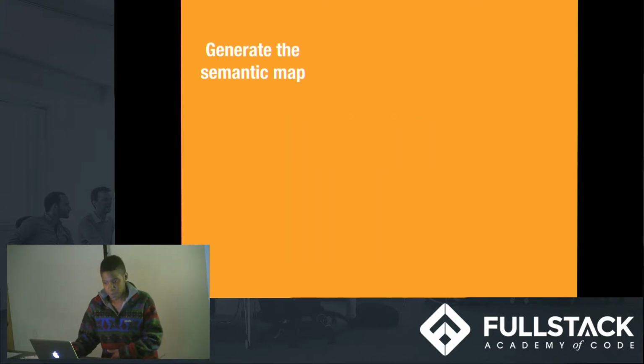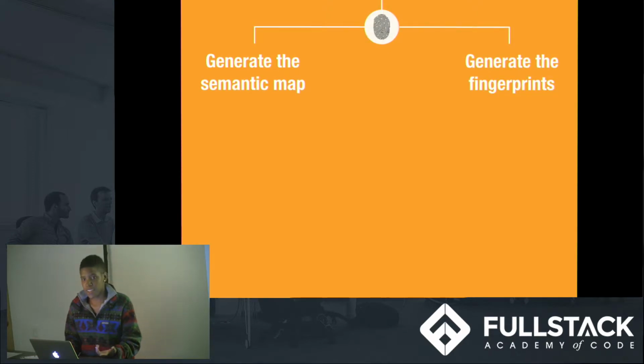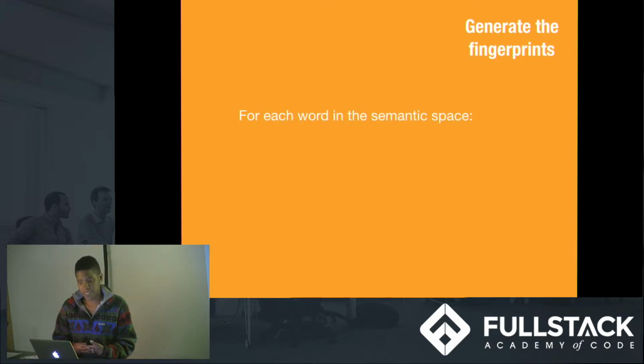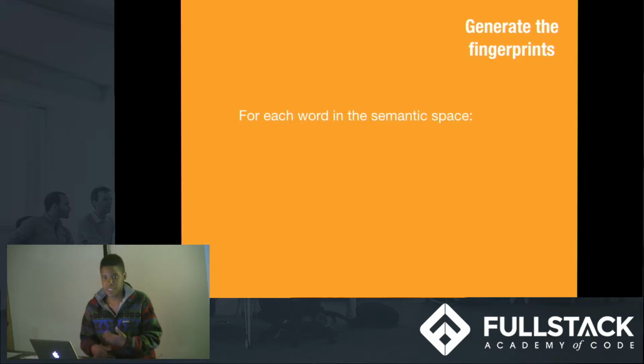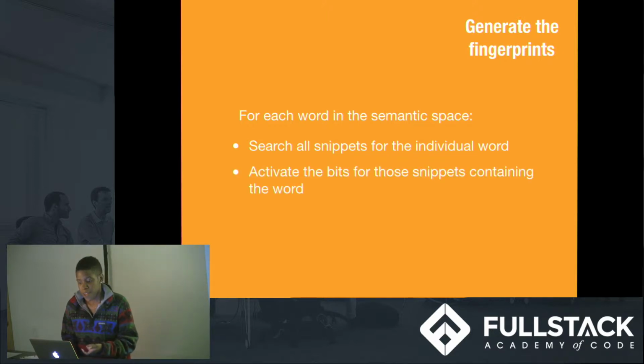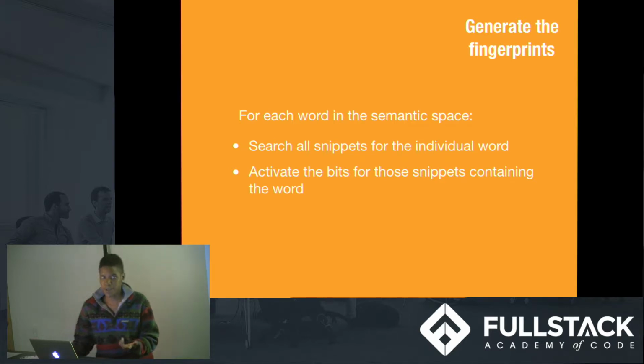Once we have that, we're going to go ahead and use that to encode the individual fingerprints. So for each word in our semantic space, we examine all of the snippets that we have on the map. And when we have a snippet that contains that word, we're going to activate that position on the map. And once all of the snippets that contain that word have been activated, we have our fingerprint.